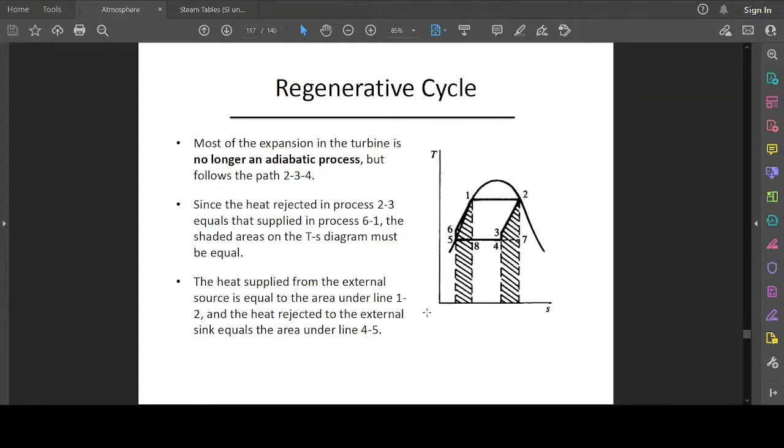Since the heat rejected in the process 2 to 3 equals the heat supplied in process 6 to 1, the shaded areas underneath the TS diagram must be equal. So these two areas here. Therefore, the heat supply from the external source is equal to the area under line 1 and the area under line 2. And the heat rejected to the external sink equals the area under 4 to 5.